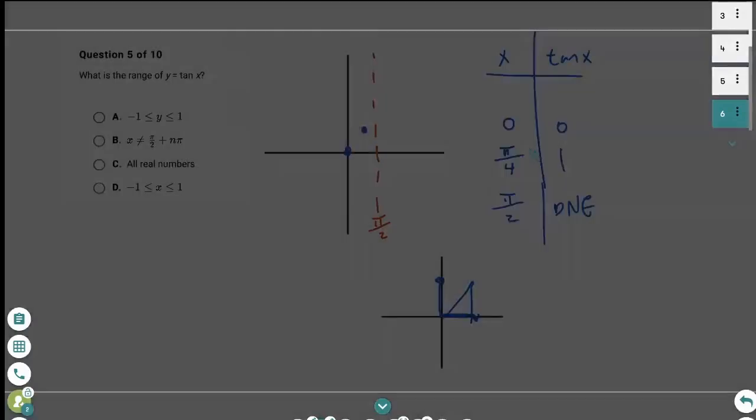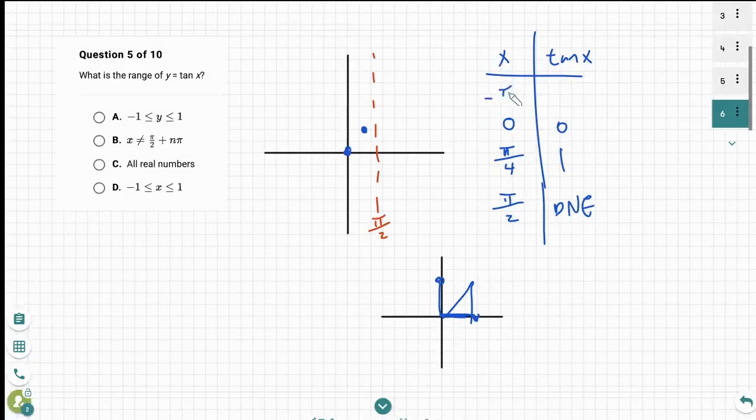Okay, and then let's go backwards. What's negative pi over 4? Do you know how negative angles work? Negatives are just going clockwise instead of counterclockwise. Yeah, exactly right. So where would negative pi over 4 be? It'd be in the fourth quadrant. Yeah, okay. And what would the tangent of that be? Oh, negative. Okay, -1. Then we can mark that point here.